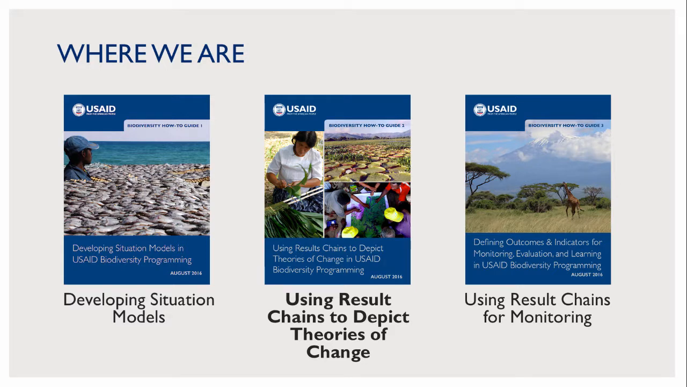This module is the second in a series of online modules on biodiversity programming in the context of USAID's Program Cycle Framework. The first module, Developing Situation Models in USAID Biodiversity Programming, and the related USAID Biodiversity How-To Guide 1 can be accessed at the link below this video. It is highly recommended to take the Situation Models module before taking the Current Results Chains module.